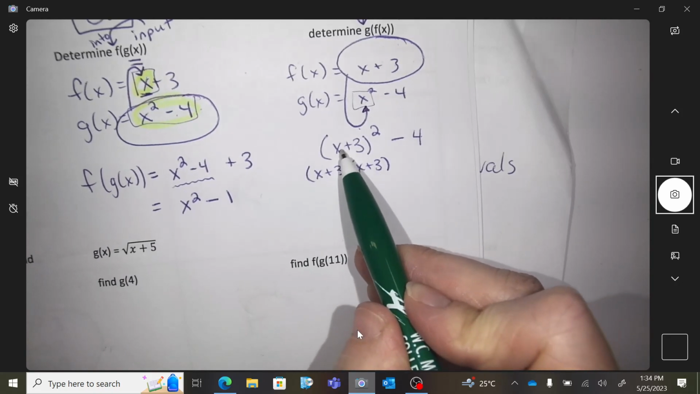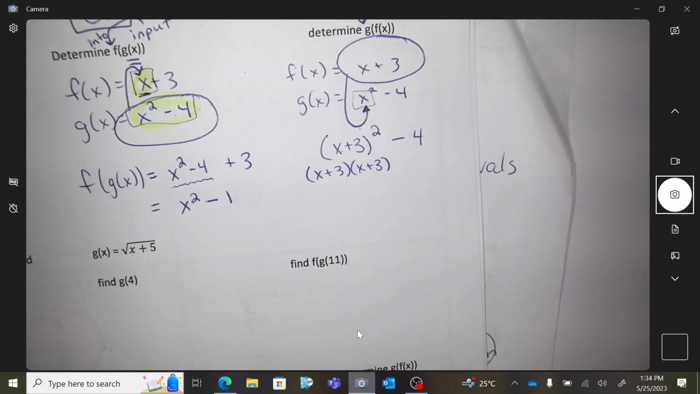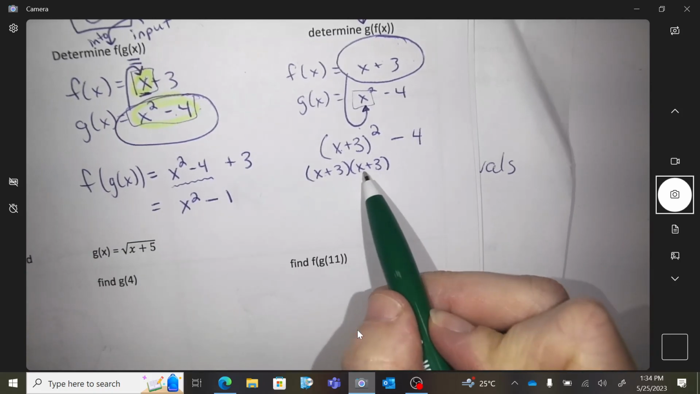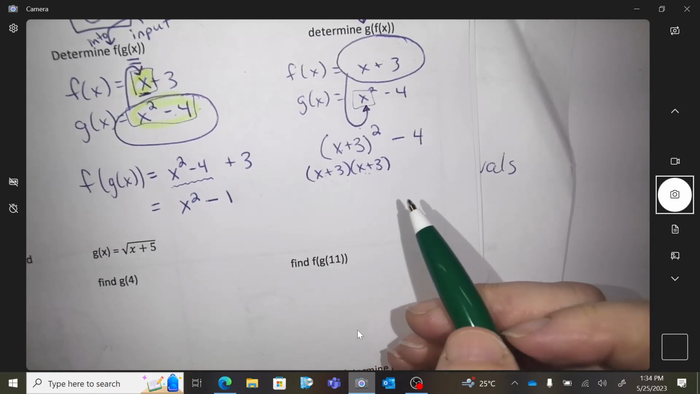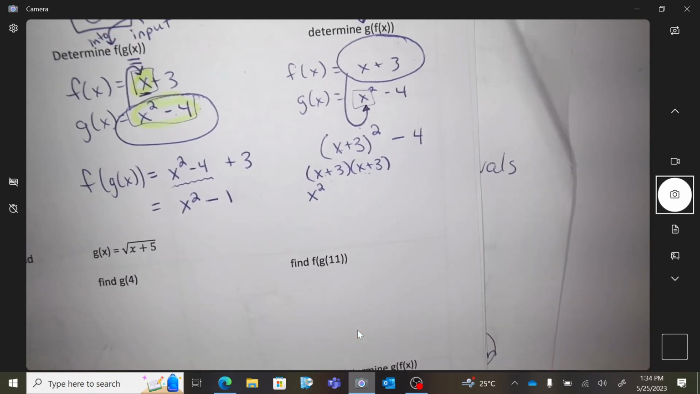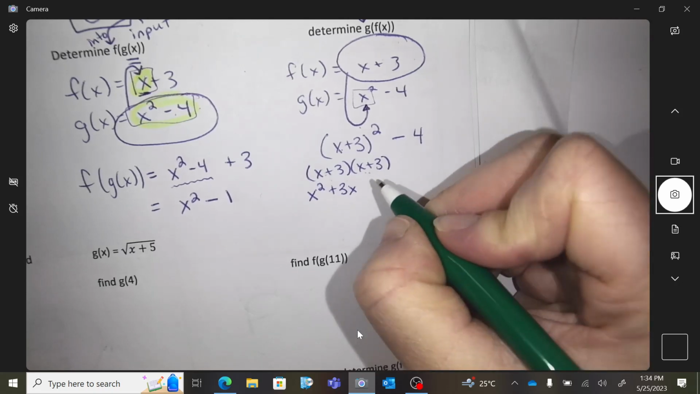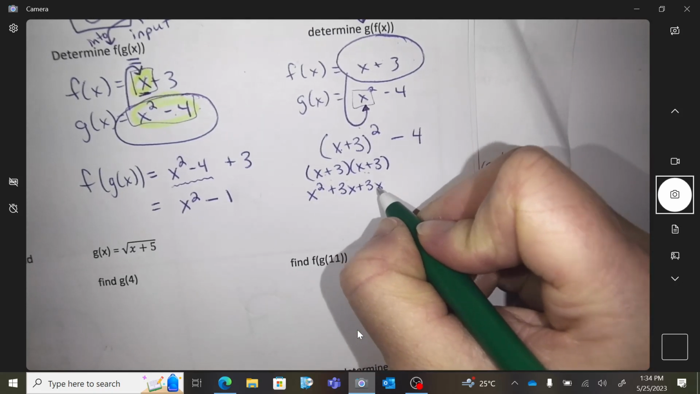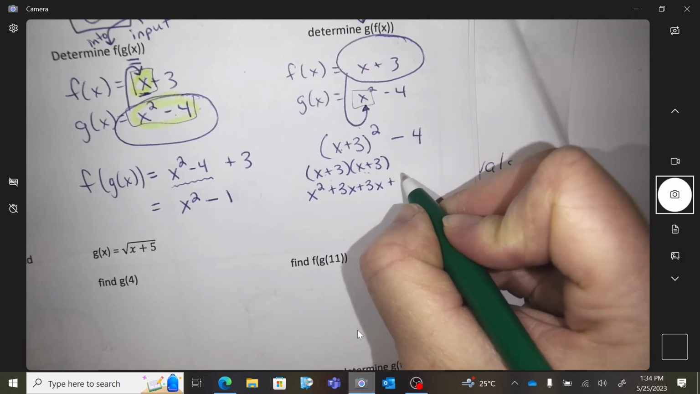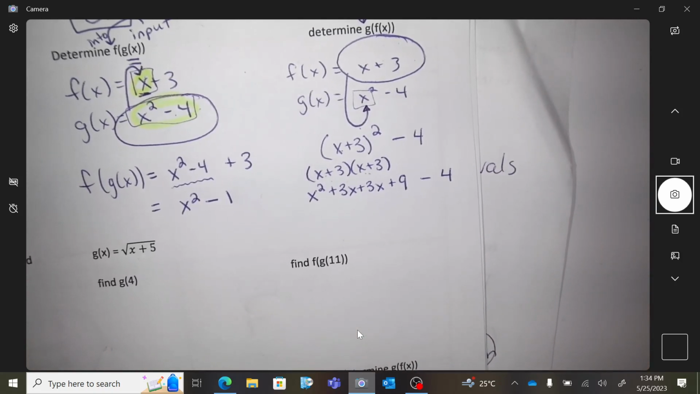I get people who square x and square 3. You can't do that. It's not individuals. X plus 3 is a unit, so you have to square the units, and once you do that, it's a FOIL. So x squared first. 3x out. 3x is the in, plus 9 is the last. I can't forget there was still just a minus 4 on the end of this all.